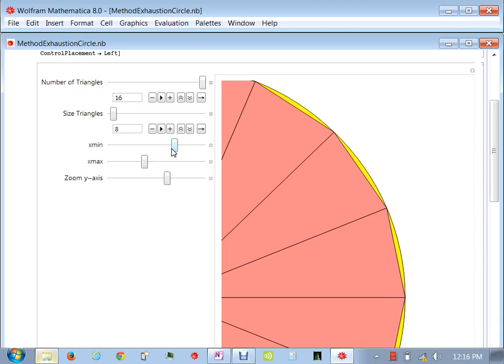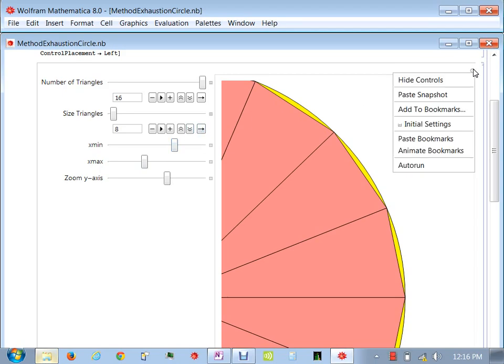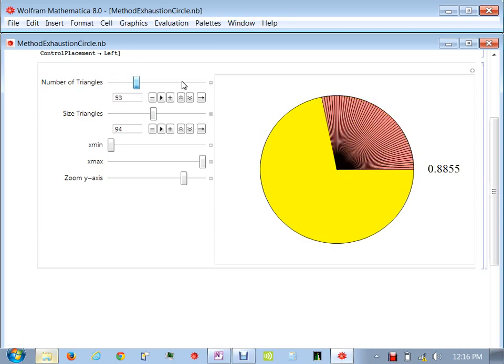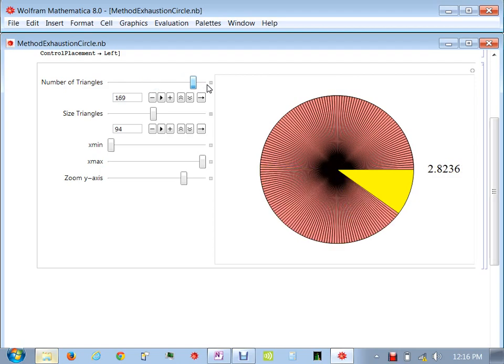So how do I get better? How do I get a better one? Keep going, right? More triangles. So let me get my size of my triangles. I'm going to go with something ridiculous here. Now, Mathematica is slowing down a little bit because it's really having to think. It's doing a lot of computations right now. Look at that. I have 188 triangles all the way around. 3.141. Not bad, right?